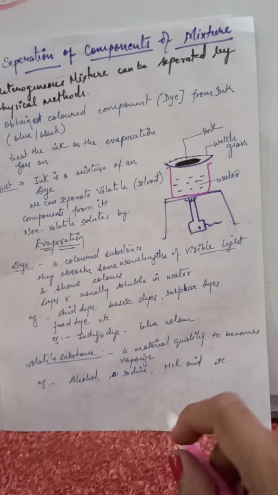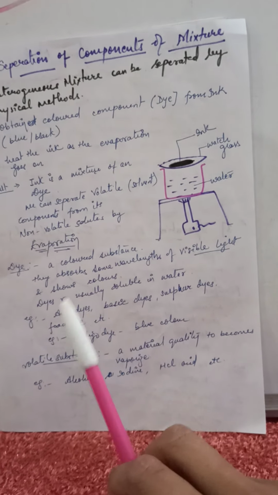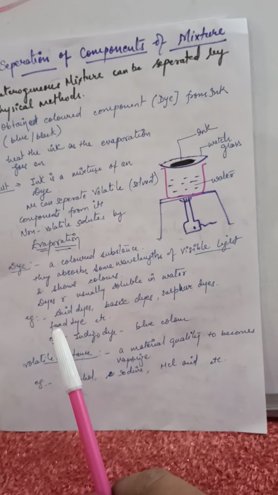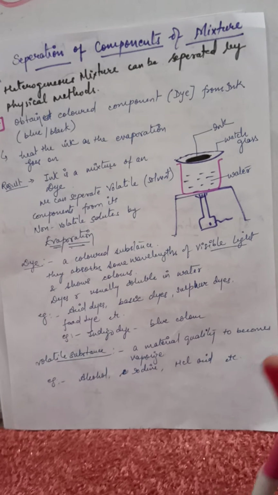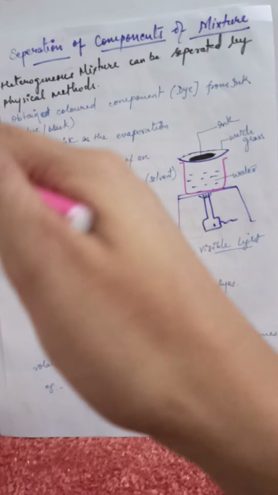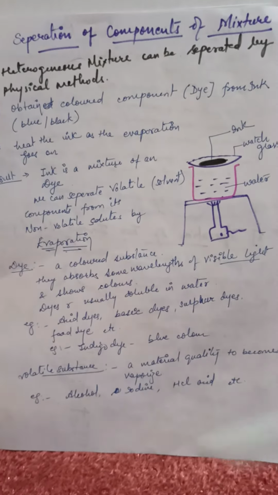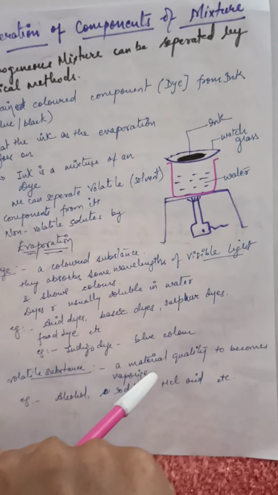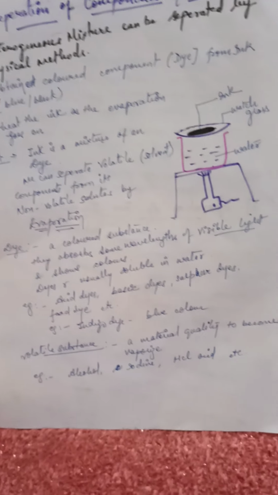So these colored substances absorb wavelengths from the visible light, which shows colors. Dyes are generally soluble in water. Maximum dyes are soluble in water because we know that water is a universal solvent, right? For example, we have acid dyes, basic dyes, sulfur dyes, food dyes. For example, indigo dye: we use indigo dye to give the color blue to different substances.